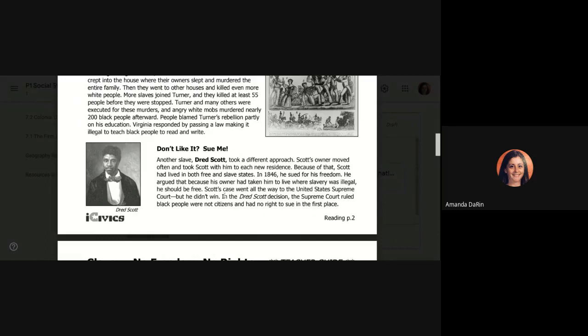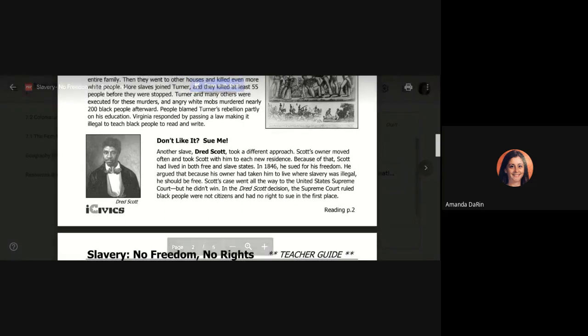In the Dred Scott decision, the Supreme Court ruled black people were not citizens and had no right to sue in the first place. And there's a picture of Dred Scott.